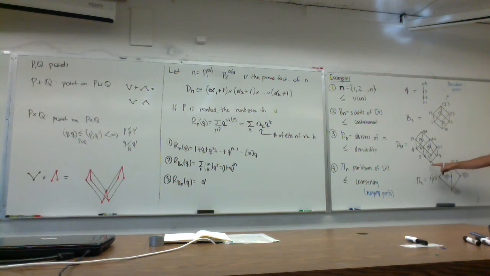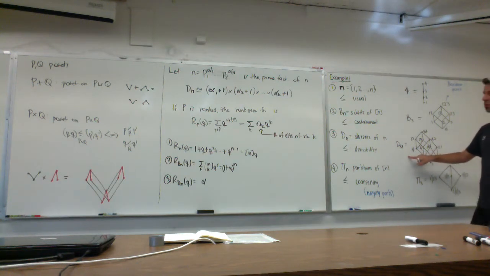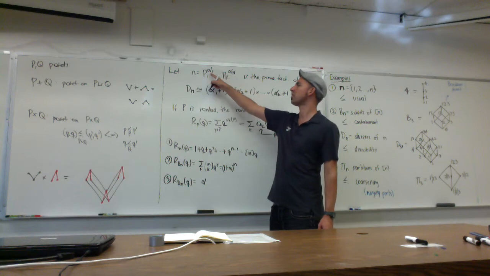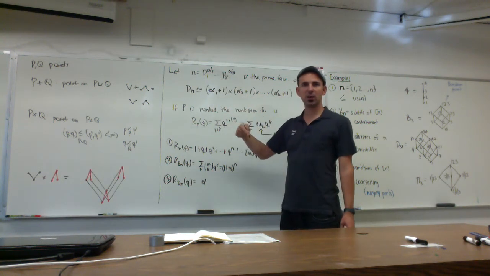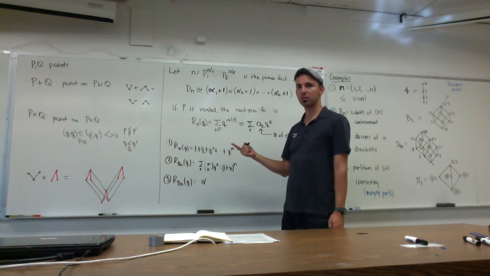If I have a prime appearing, yeah, I did do this right? If a prime appears twice, then I get the chain of size 3. So if a prime appears alpha 1 times, then I get the chain of size alpha 1 plus 1. So I claim that rank generating functions are multiplicative.